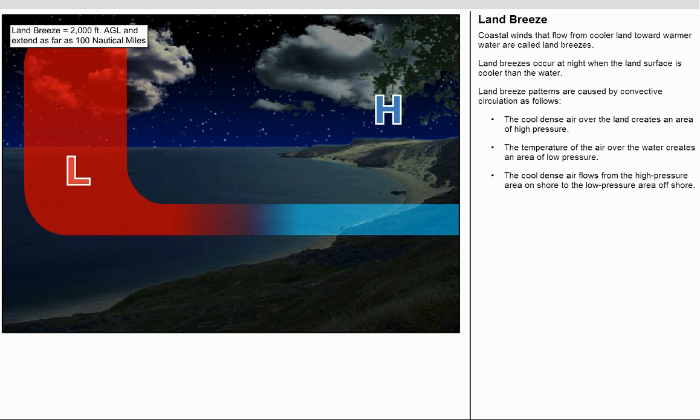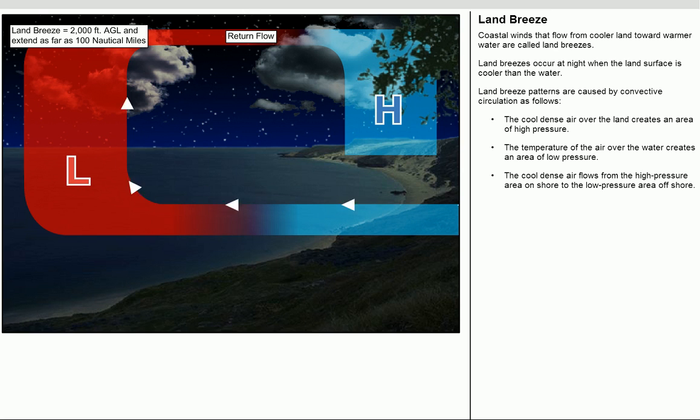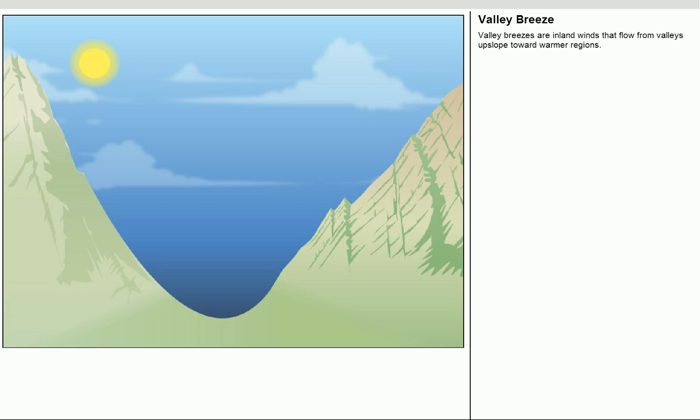The cool air over the land moves from the area of high pressure toward the area of low pressure. As it crosses the water, the air warms and rises, continuing the convective cycle. The rising air cools and sinks as it flows across the cooler landmass on its return flow. The cool, dense air flows from the high-pressure area onshore to the low-pressure area offshore.